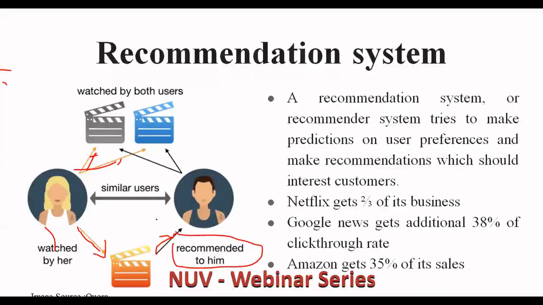So whenever you use Google News, you will get something that can be recommended news. So they are getting 38% click-through from this recommendation system. And most amazingly, Amazon gets 35% of sales from these recommendation systems. It is said that a lot of people are buying unnecessary things from e-commerce sites.